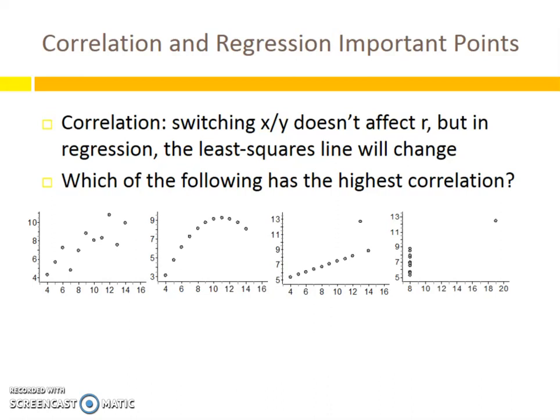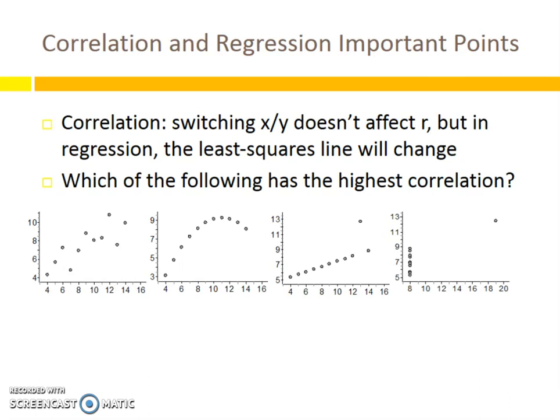versus regression. When you switch the x and y, it does not affect your r. It doesn't affect your correlation coefficient. But your least squares regression line will change. Okay? Also, be careful. Remember to not always trust your r as far as if it looks like a line or not.